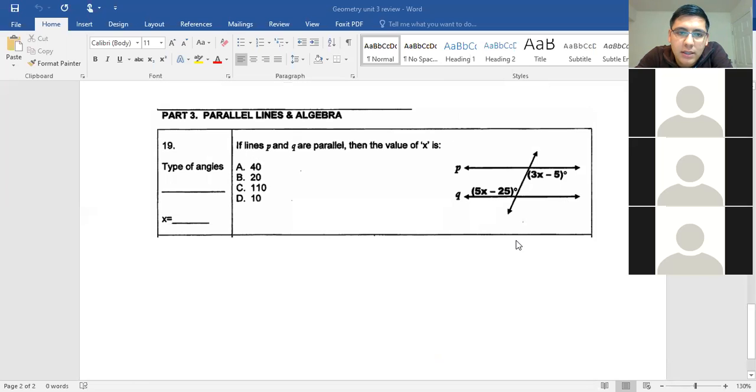Okay, and then the last part is the one using algebra. So we're trying to find here the value of x, right? And we're comparing these two angles. Now, again, we need to decide, are these angles going to be supplementary or are they going to be congruent? What do you guys think?